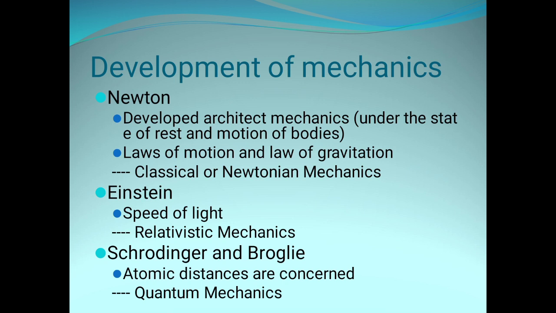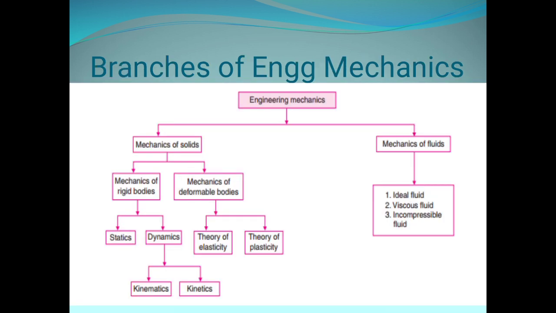And scientist Einstein developed the mechanics at the speed of light. So this one is called as the relativistic mechanics. And other scientists Schrödinger and de Broglie, so they developed mechanics at atomic distances, concerned with the study of particles. So that one is called as the quantum mechanics. So these are all the development of mechanics, and the branches of engineering mechanics.